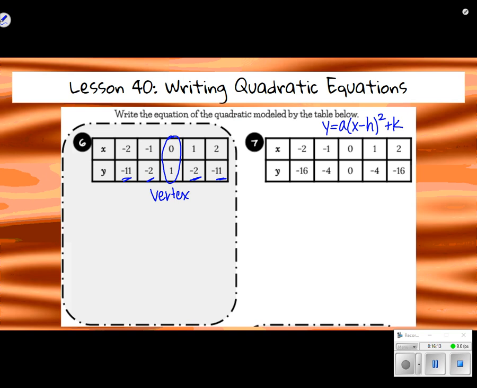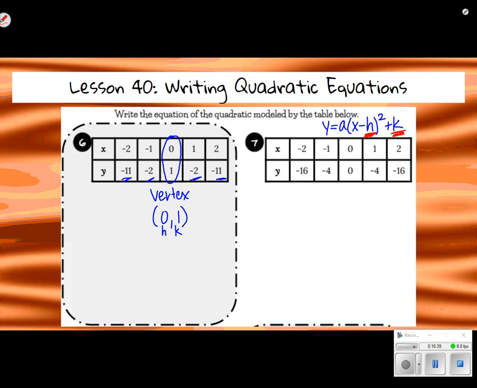Now, it's not always at 0. It can be anywhere else. But my vertex right now is at 0, 1. And what that means is that my 0 is in the h location, and my 1 is in the k location. h being here in my formula, and k being here in my formula. And what I'm going to do is plug those values in.